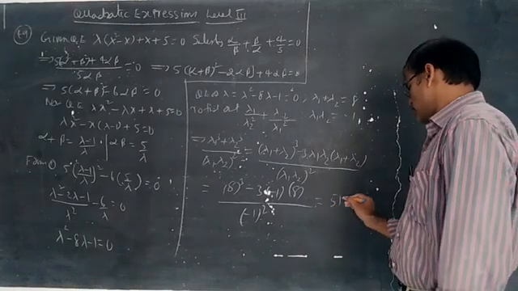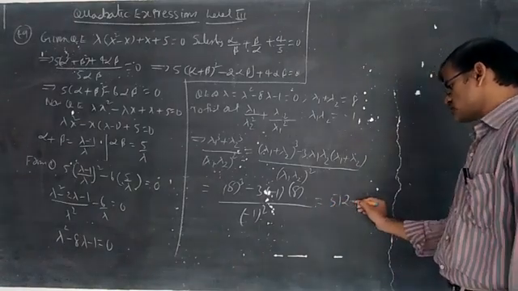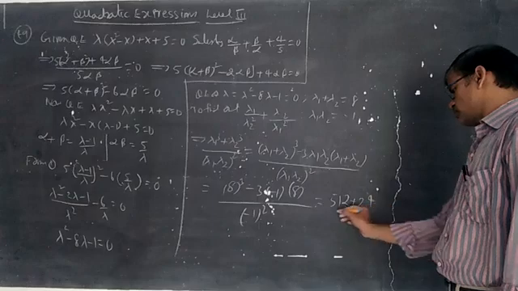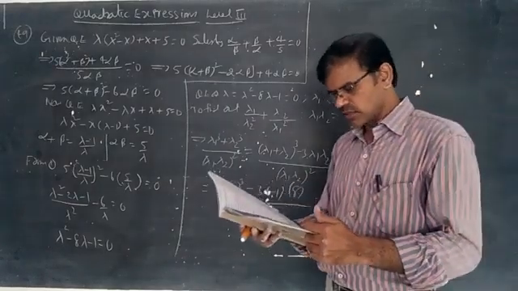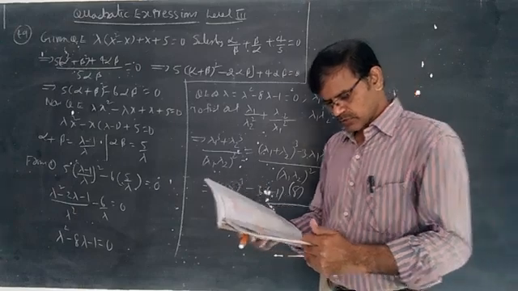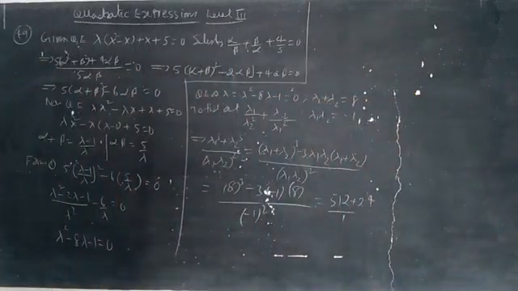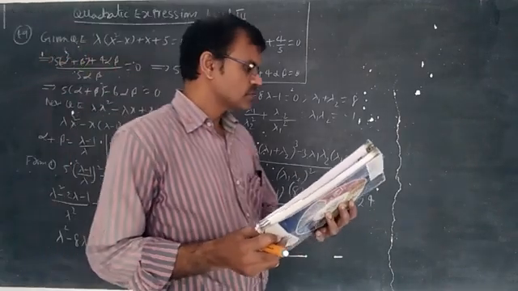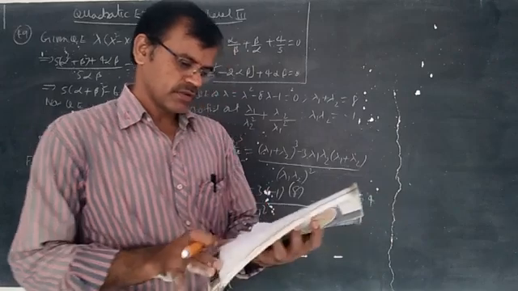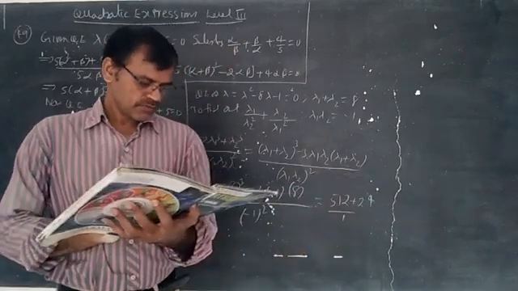8 cube means 512 plus 24 by 1. So 536. The option is there, 49. Second option here. Here 49, first option given. So 488 is given.